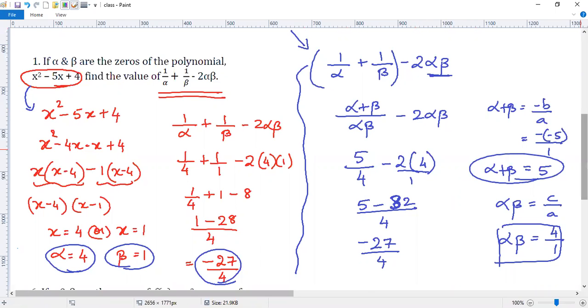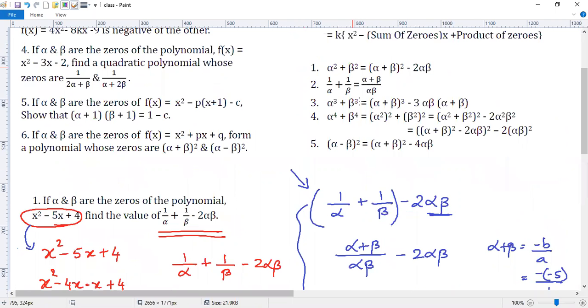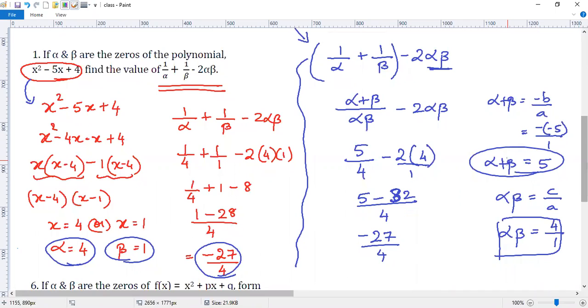I told you this formula before, right? If you are clear with these particular basic formulas, then you can easily tackle these type of problems. Clear? Any doubts?